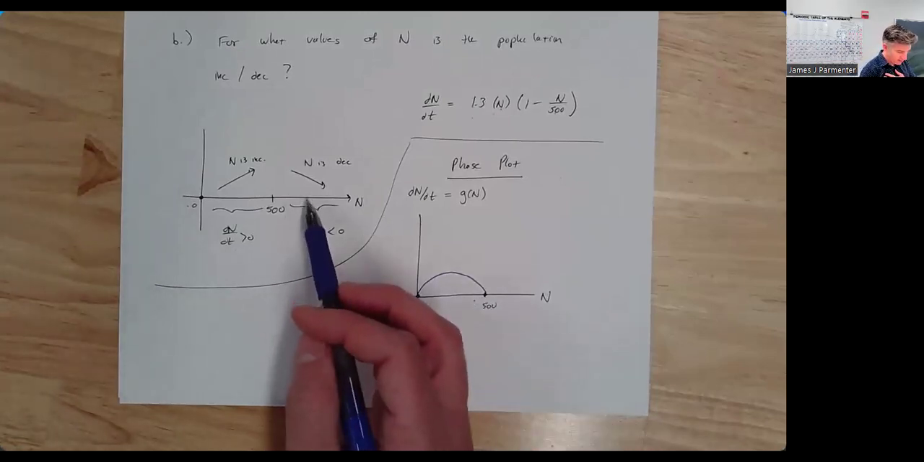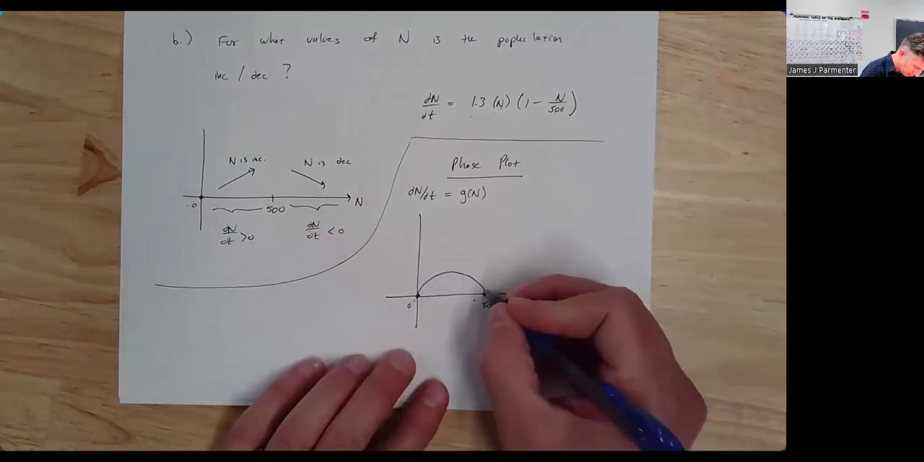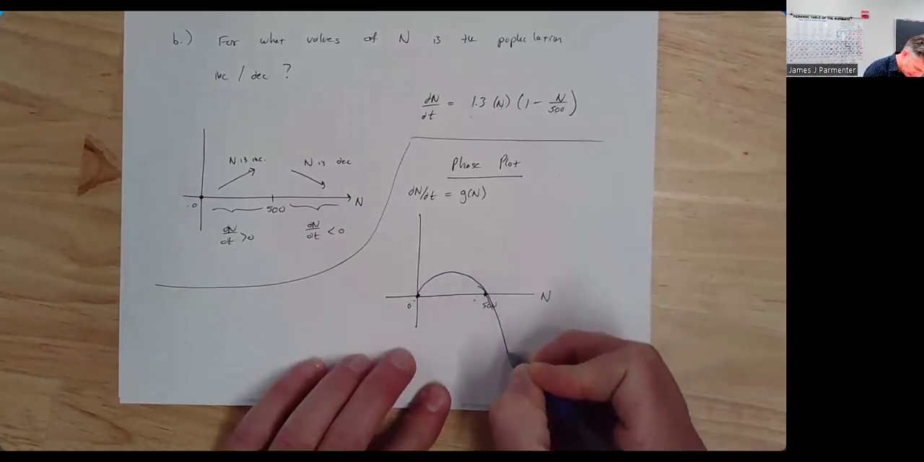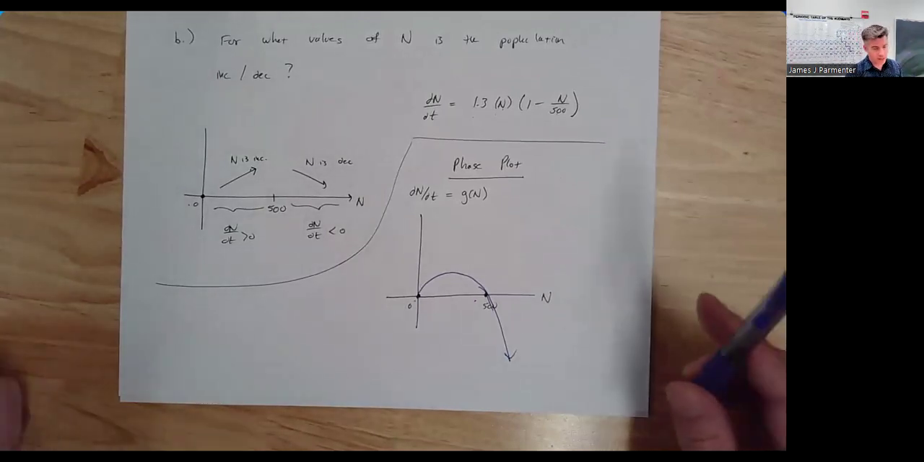And then after 500, dn dt is negative. So it's going to do something like this probably. And I don't know exactly how it looks, but I don't really care. And then since we're already talking about this, yes.